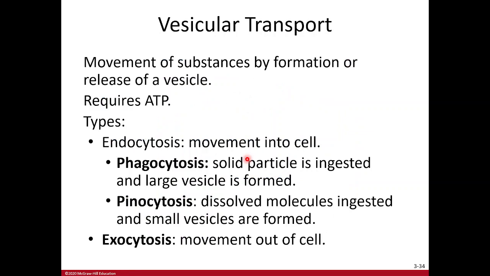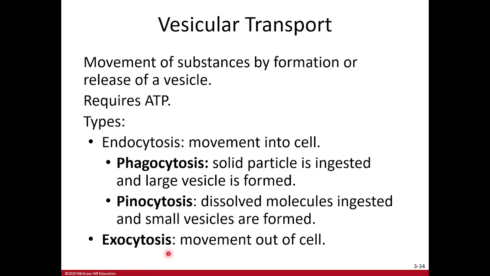Another type of transport that happens in the cells is vesicular transport. Vesicles are pouches or vacuoles that can move substances within the cells. Now, we have two types of vesicular transport. We have endocytosis, which is moving molecules or particles into the cells. Endocytosis can be subdivided into phagocytosis if you move a solid particle, or pinocytosis if you move a fluid into the cells.